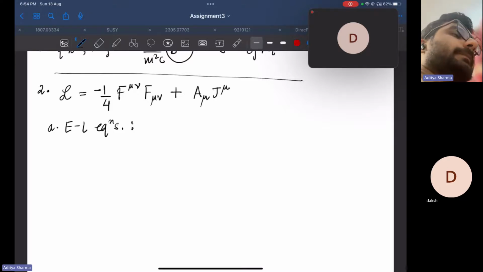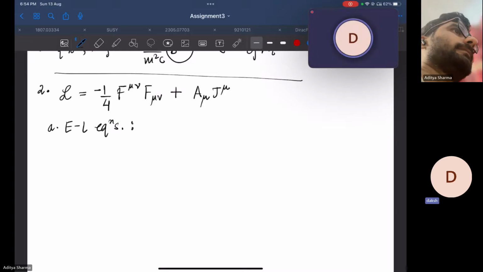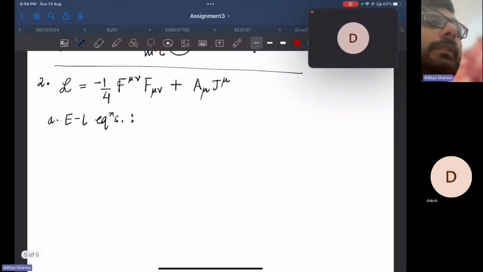Hello, Daksh, are you there? Yes, sir. Yeah, how to do this? So you have to find Lagrangian from it, like integrate with. No, yeah. This is the Lagrangian density I have given you.